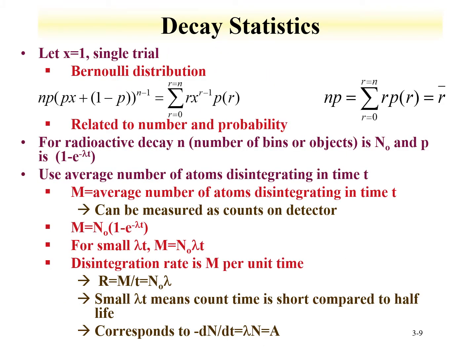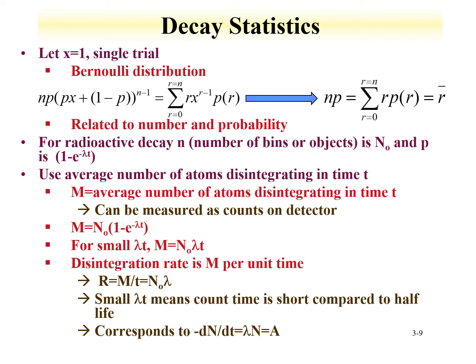Using the equation from the previous page, we set x equal to 1, which is for a single trial. This is really the Bernoulli distribution, which you may have seen in previous courses. The equation then becomes this, where again our average disintegration winds up being a function of number and probability. For radioactive decay, the n, number of bins or objects, is the initial amount, and p, this probability, is 1 minus e to the minus lambda t.